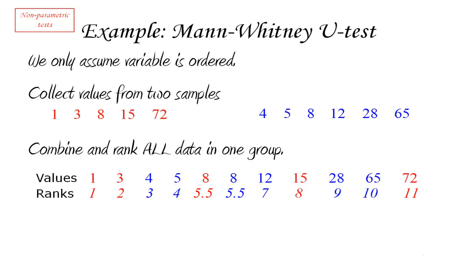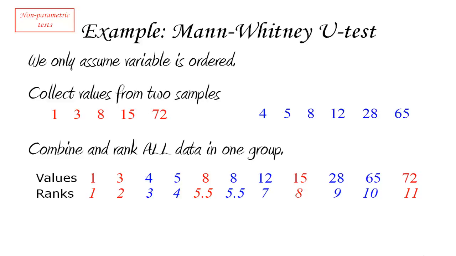Their ranks would have been 5 and 6, but because they're equal, we split the 5 and the 6 and we assign 5.5 to both of them. This is a standard procedure when we're dealing with ranks. If you have equal observations, they end up splitting the total rank.